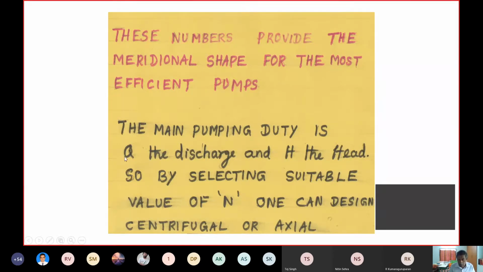The main pumping duty is Q the discharge and H the head. So by selecting a suitable value of N, one can design centrifugal or axial. That means there is some leeway: by choosing N, you can go from centrifugal to axial. But for N also there could be limitations. You can't have extreme values of N. So for a particular duty, sometimes you may have to go for a centrifugal machine, and for some you may have to go for axial flow pumps.